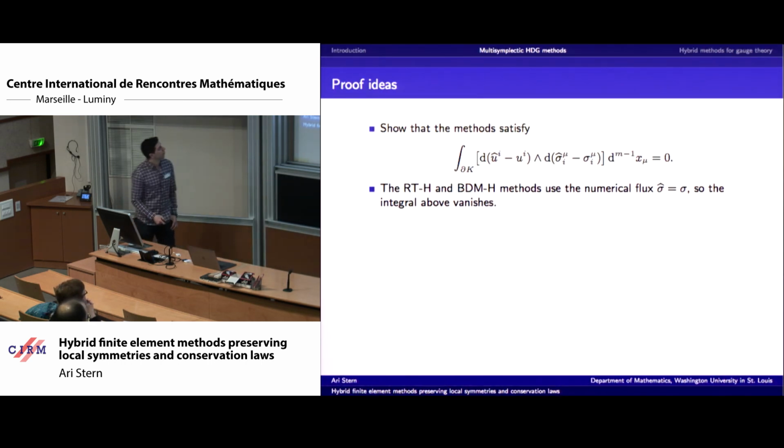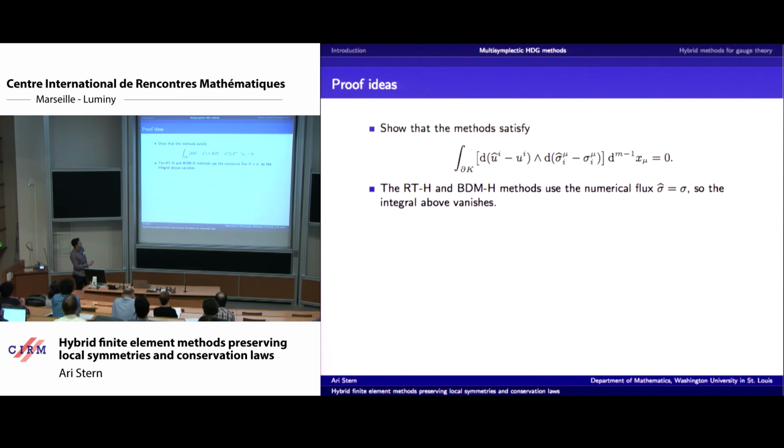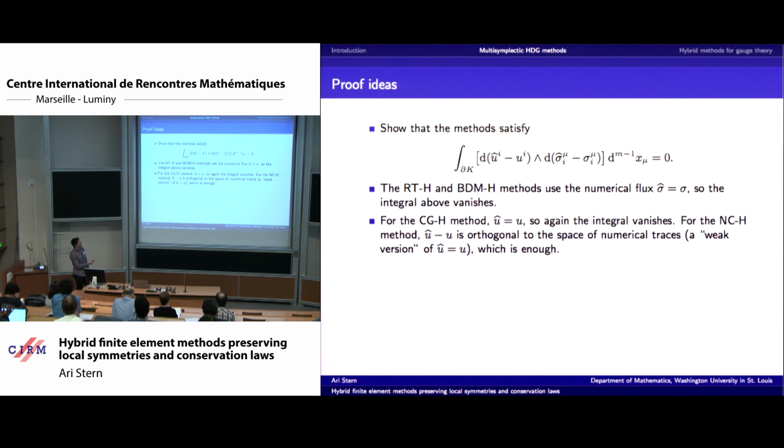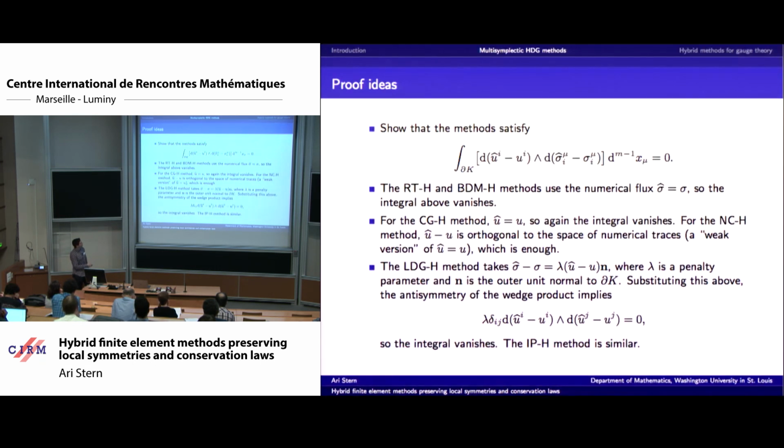The basic idea of the proof, just to mention one: so Raviart-Thomas and BDM, right, sigma hat is actually equal to sigma, meaning that this term vanishes, so this holds. The continuous Galerkin method and non-conforming take U hat equals U, and sigma hat is defined implicitly by that, right, so this term vanishes. Right, and the other ones, you need to be a little bit more clever, but not too much more clever. You just plug in the definition of sigma hat and verify that this is true.